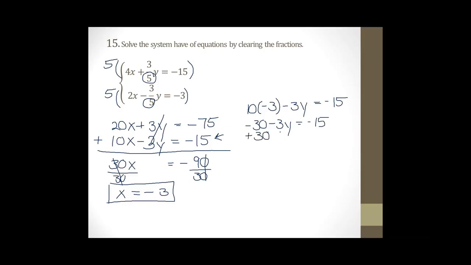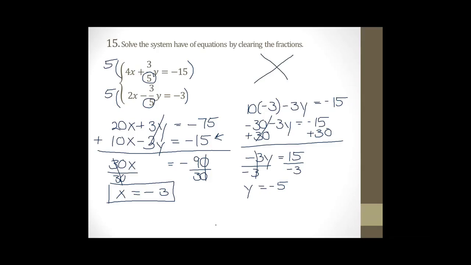Adding 30 to both sides, and I'm left with negative 3y is equal to positive 15. Dividing by negative 3 on both sides, y is equal to negative 5. So I basically got an x value and a y value, which means this system of equations is crossing at the point negative 3, negative 5. Right here. That's negative 3, comma, negative 5.